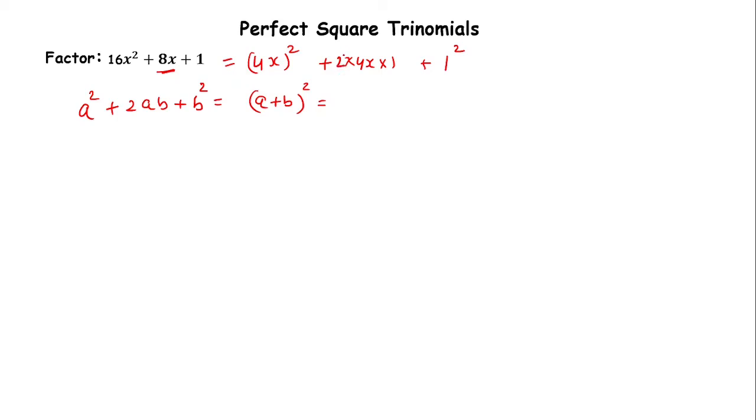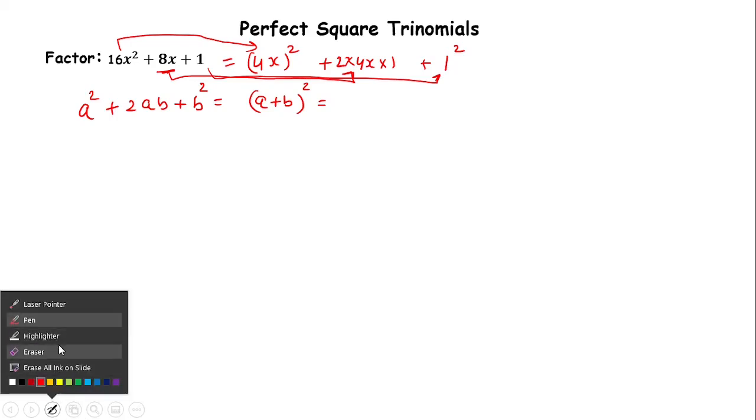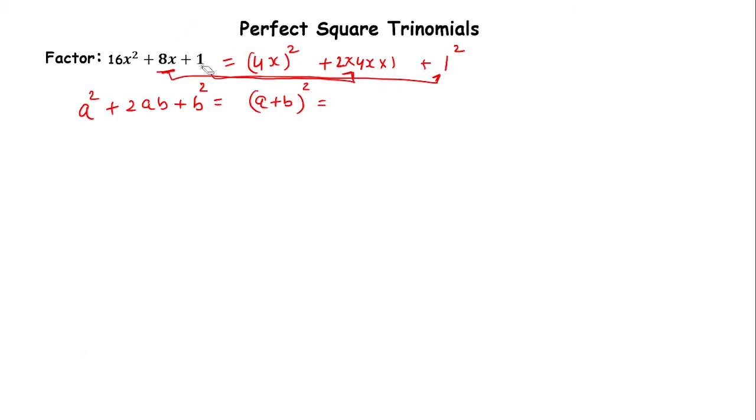You can cross check. How? 16x square is equal to 4x whole square. 8x is equal to 2 times 4x times 1, and 1 square is 1. So it is possible to rewrite the given question in perfect square trinomial form. What further? The further thing is equal to 4x plus 1 whole square.